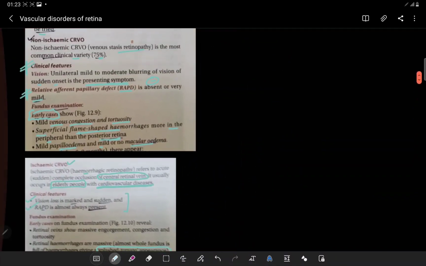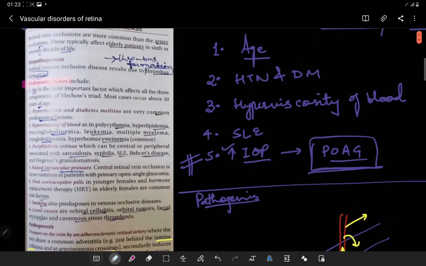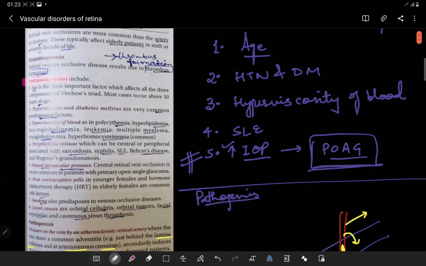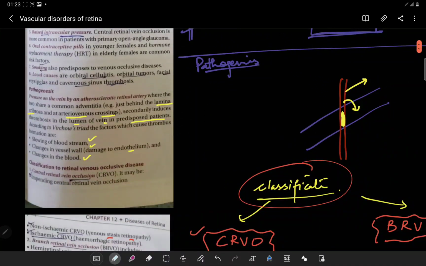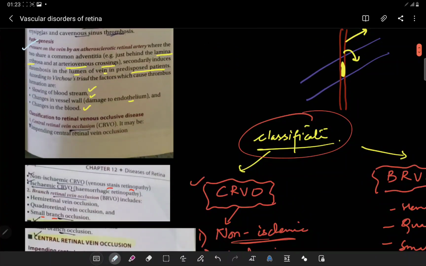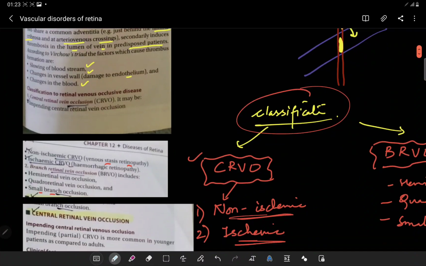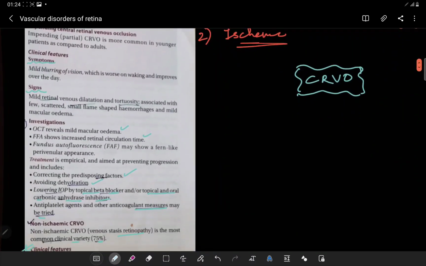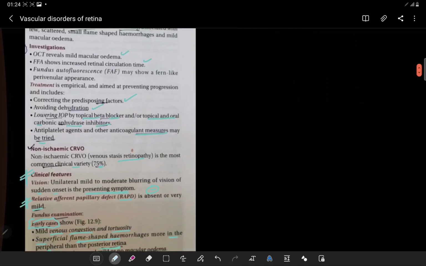So just understand that whenever we discuss this condition, there is retinal venous occlusion with some important predisposing factors, usually affecting people in the 6th to 7th decades of life. The pathogenesis is simple: there is pressure on the vein by the atherosclerotic retinal artery, because they share a common adventitial sheath. We can have the central one and the branch one, where one causes mild visual loss and one causes sudden loss. RAPD is present, and there are changes in the ERG.